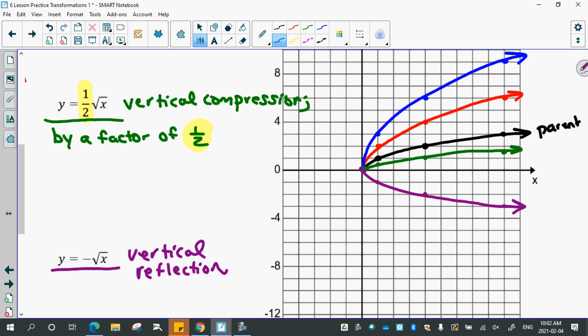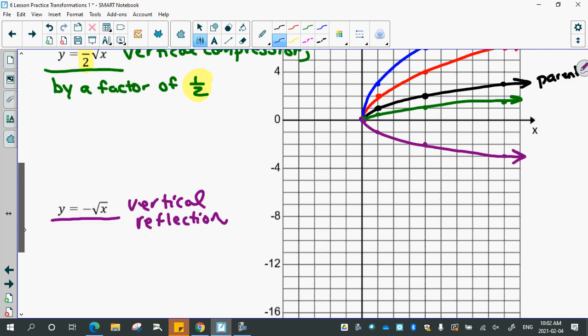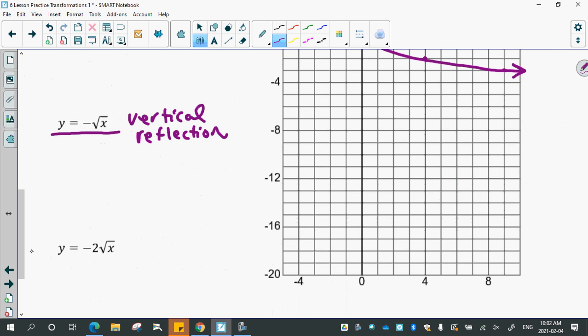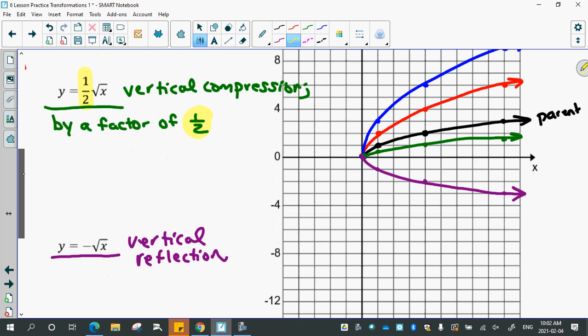You don't need to say by a factor of -1. Reflection means opposite of the appearance. Okay, what do you think about y equals -2 root of x? A reflection, and you're going to double the downs. Okay, very good.